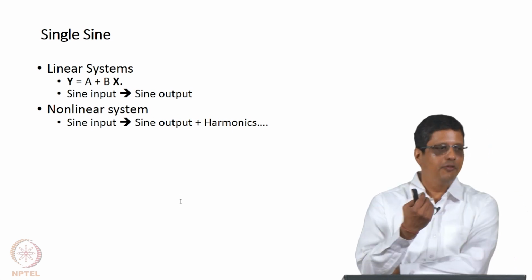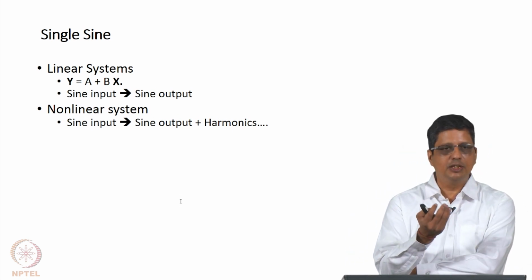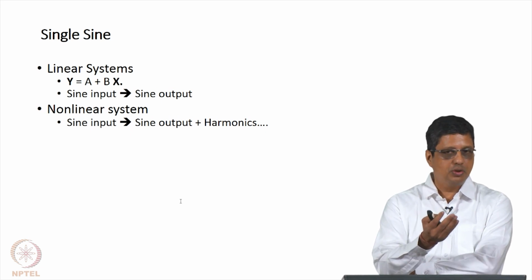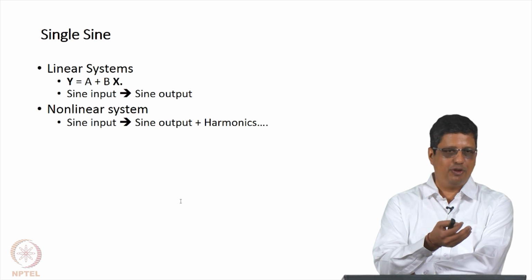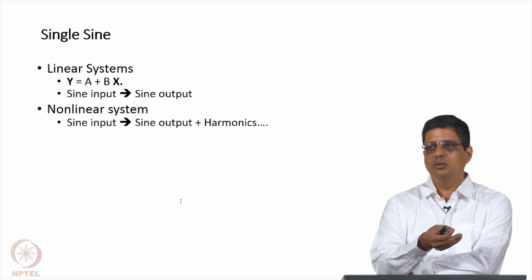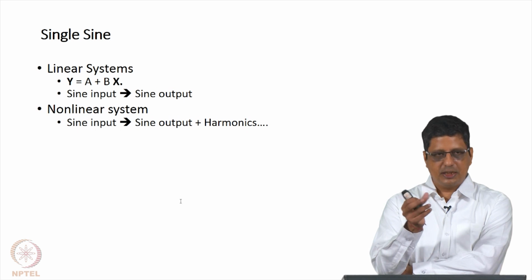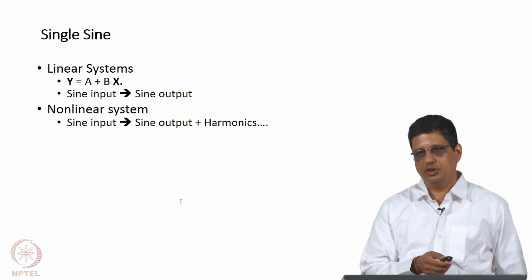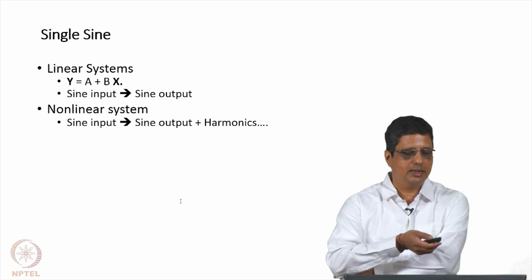Harmonics means if the frequency of the input is 0.1 hertz, the output will contain 0.2, 0.3, 0.4, so integer multiples of the base frequency. That base frequency is also called the fundamental. We will say the response at fundamental, response at the second harmonic, third harmonic, fourth harmonic, and so on. So, these are higher harmonics.